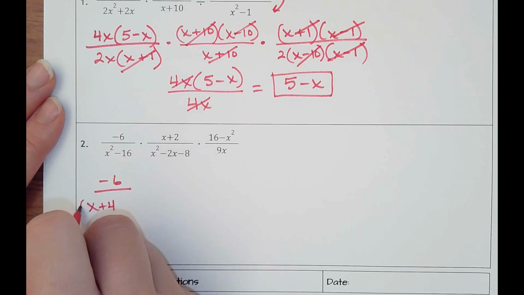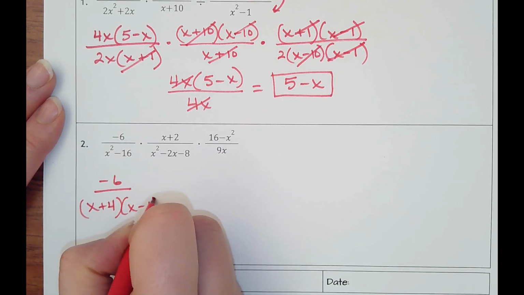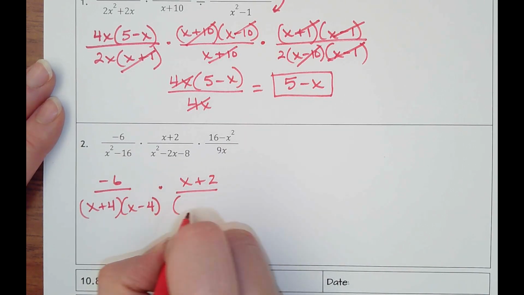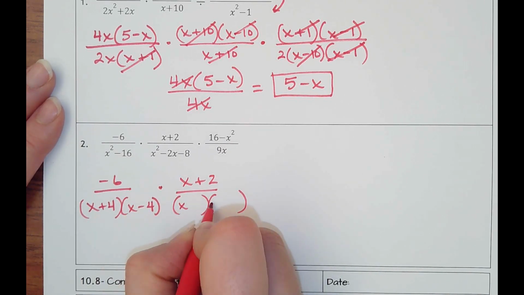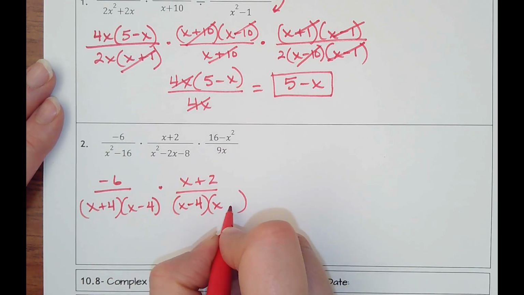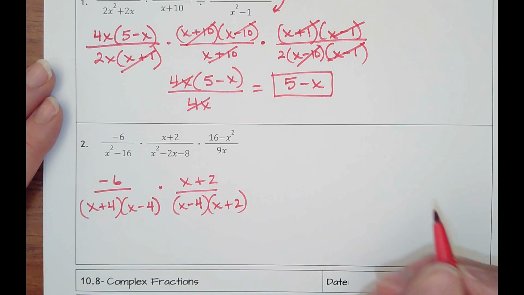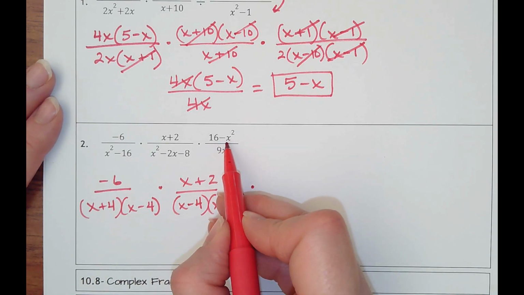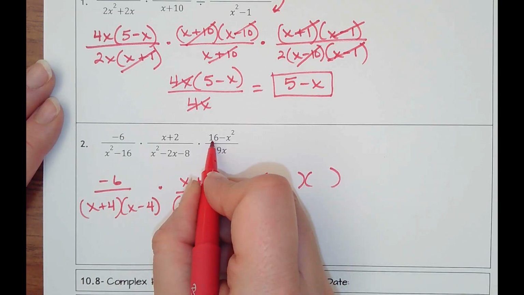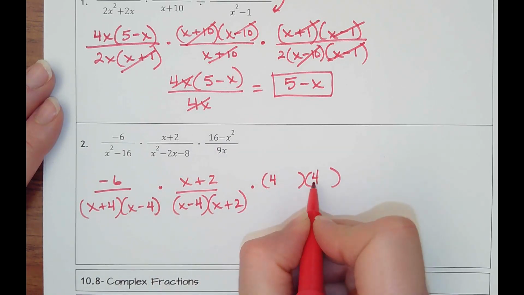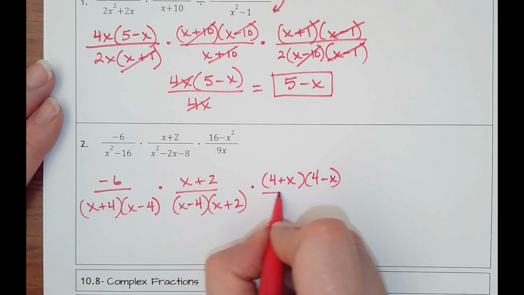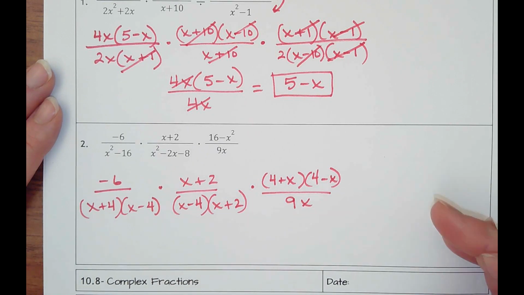All right, and number 2, our x squared minus 16 is a difference of squares. We'll have x plus 4 times x minus 4 times x plus 2 over, factor the bottom. What multiplies to make negative 8 that adds to make negative 2 is negative 4 plus 2. And then the last one, that's a difference of squares. Make sure you keep it in the same order. So we want to make 16 first. That would be 4 times 4. One's a plus, one's a minus, x times x over 9x.